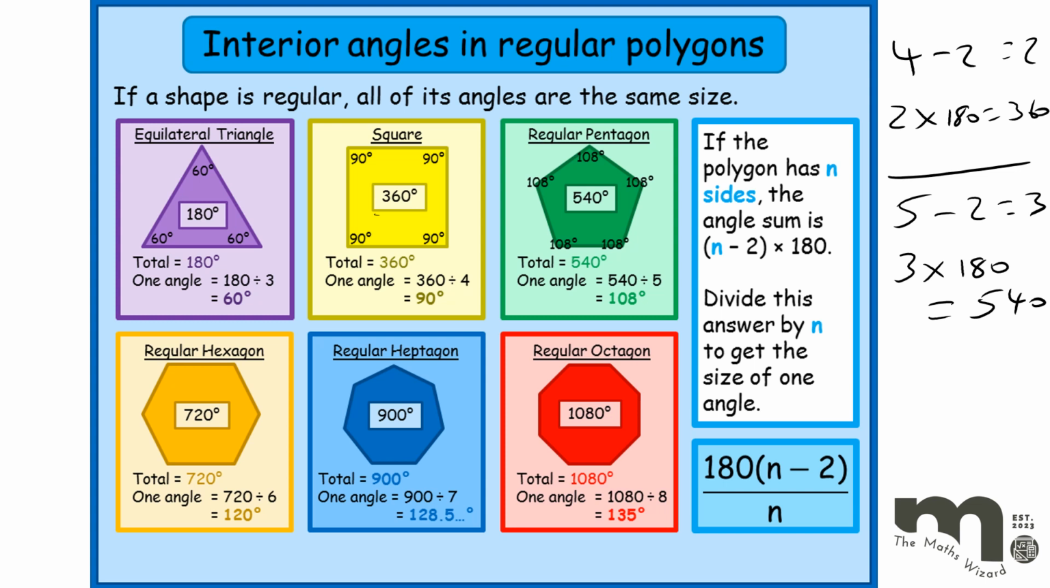What you're actually doing when you're doing this, I'll just show you on the diagram as best I can, is splitting the shape into triangles. You're working out how many triangles fit inside that shape. We can see on this pentagon that it splits into 3 triangles, which is why you're doing 3 times 180. Now, if you are dealing with a regular polygon, as it tells you here, it means all of the angles are the same size. So once you know the sum of the angles, you can divide it by the number of sides. That will tell you the size of one angle. We'll see that throughout some of our examples later on in the video.